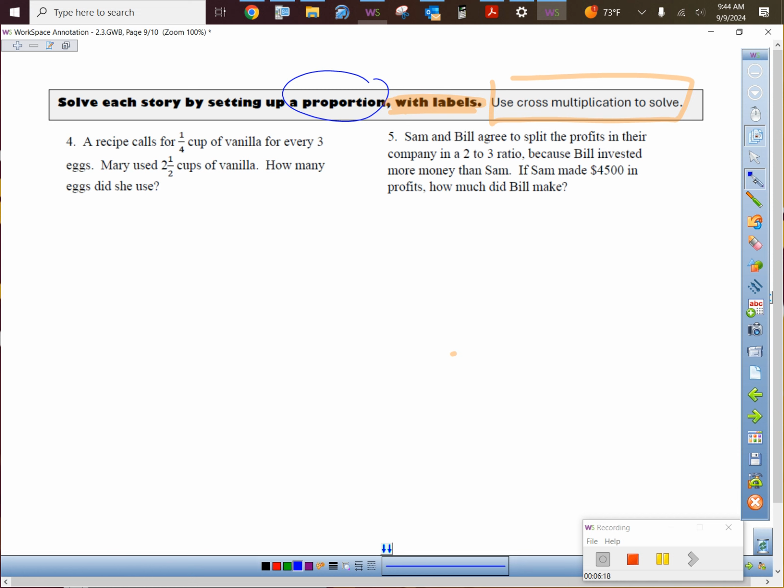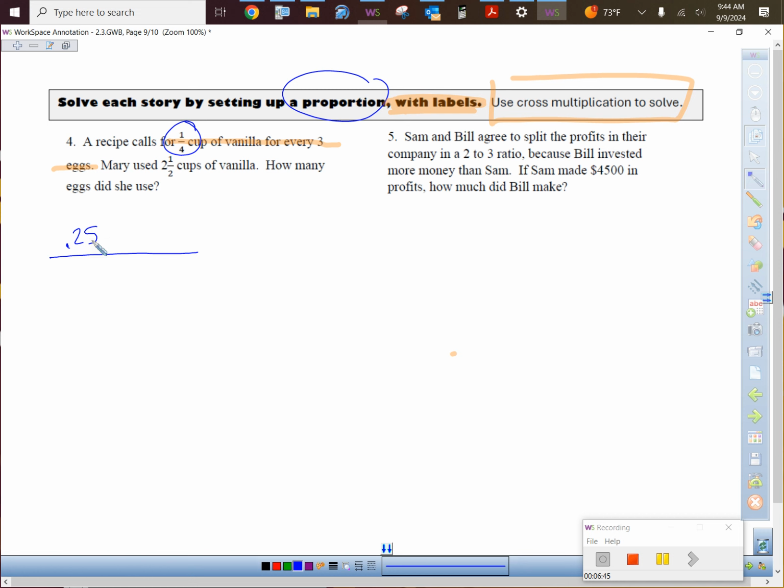So follow me in this first one. A recipe calls for a 1/4 cup of vanilla for every 3 eggs. How do you feel about right here? This stuff right here is some sort of rate that they have given us. What we'll do, and you'll need to do this, is set up a little fraction with labels. I'm not a big fan of true fractions inside a fraction. How about we change that to a decimal? What's 1/4 as a decimal? 0.25.